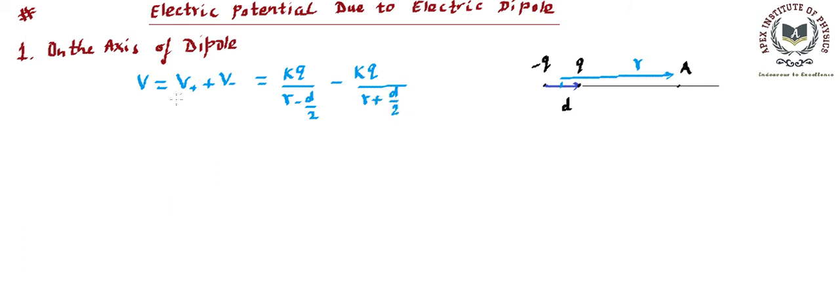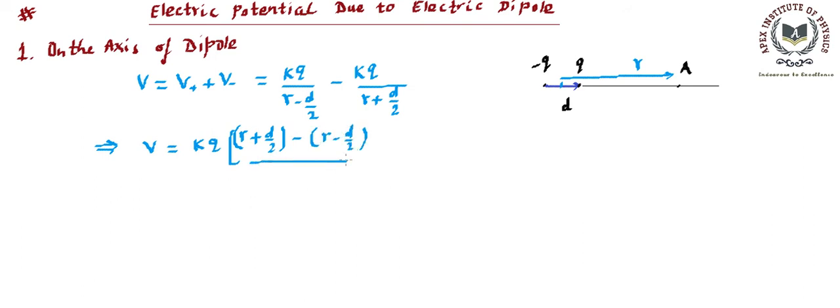We can simplify this to get our simplified expression. V is going to be equal to, we can take KQ outside, and within the bracket do cross multiplication, so it's going to be R plus D by 2 in one bracket minus R minus D by 2 in another bracket, divided by the product of these denominators. So it's like A minus B, A plus B. I can directly write it as A square, that is R square, minus B square, which is D by 2 whole square.